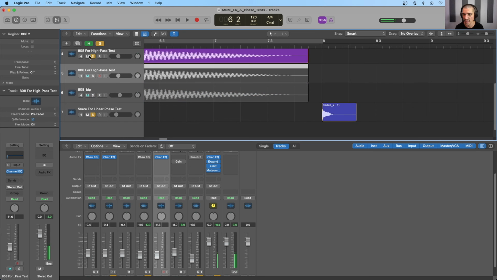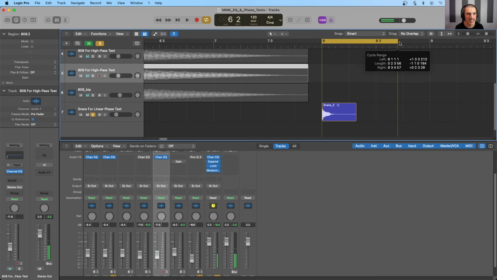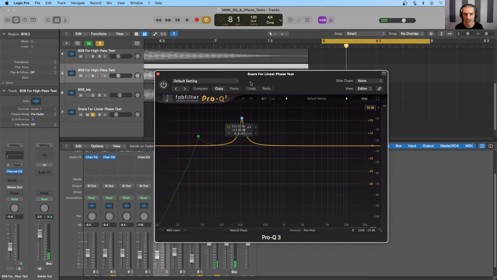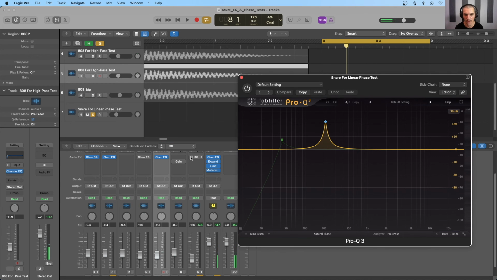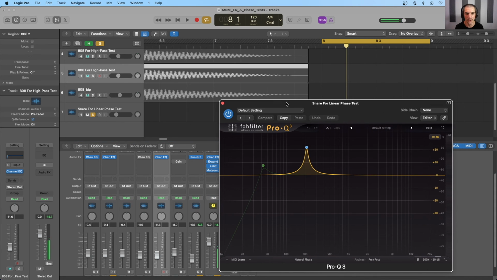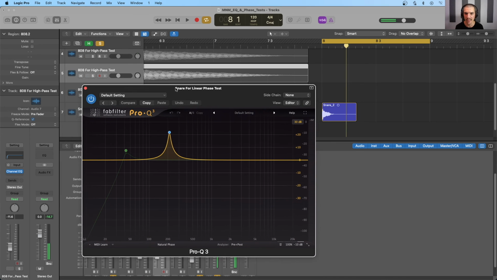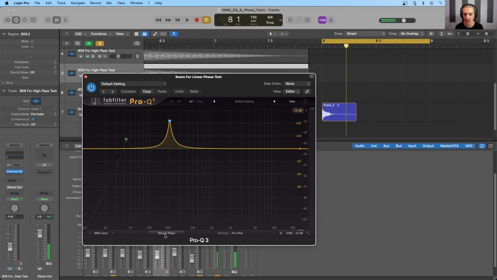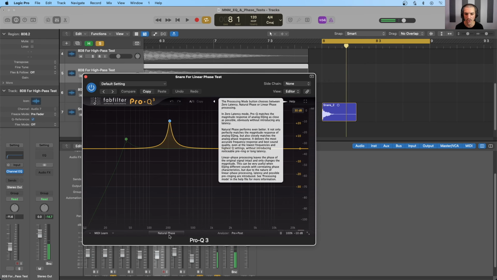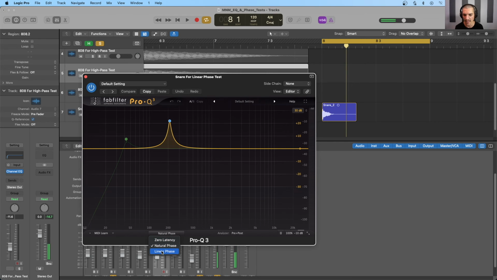I will solo this. And what I want to do with the snare drum here is just show how pre-ringing works with a linear phase EQ. So here we have the Pro-Q 3, which I mentioned earlier when we were looking at the phase shift through a natural phase and a linear phase EQ with Plugin Doctor. Now, if we play back this snare here, I'm going to toggle between natural phase, our typical EQ setting, and linear phase, and listen to the difference here.